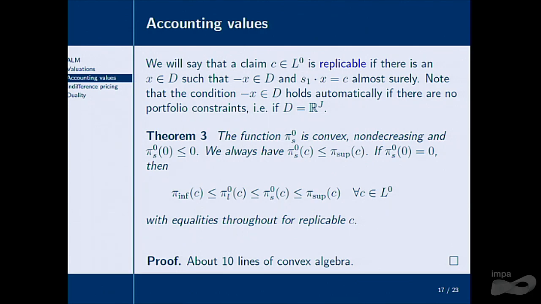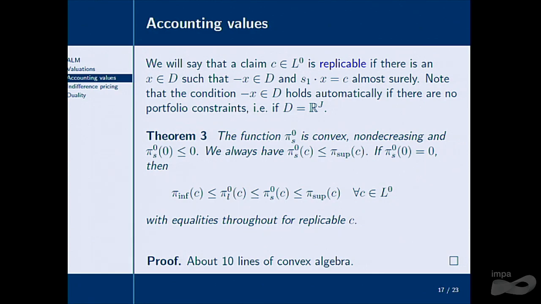So first of all, it says that the accounting value for a short position is a convex function of the argument, the liability you want to price. So the accounting value will be a convex, non-decreasing function. The accounting value for the zero claim is non-positive. We always have that the super hedging cost dominates the accounting value. And if the value of the zero claim is exactly zero, then you get these sandwich inequalities.